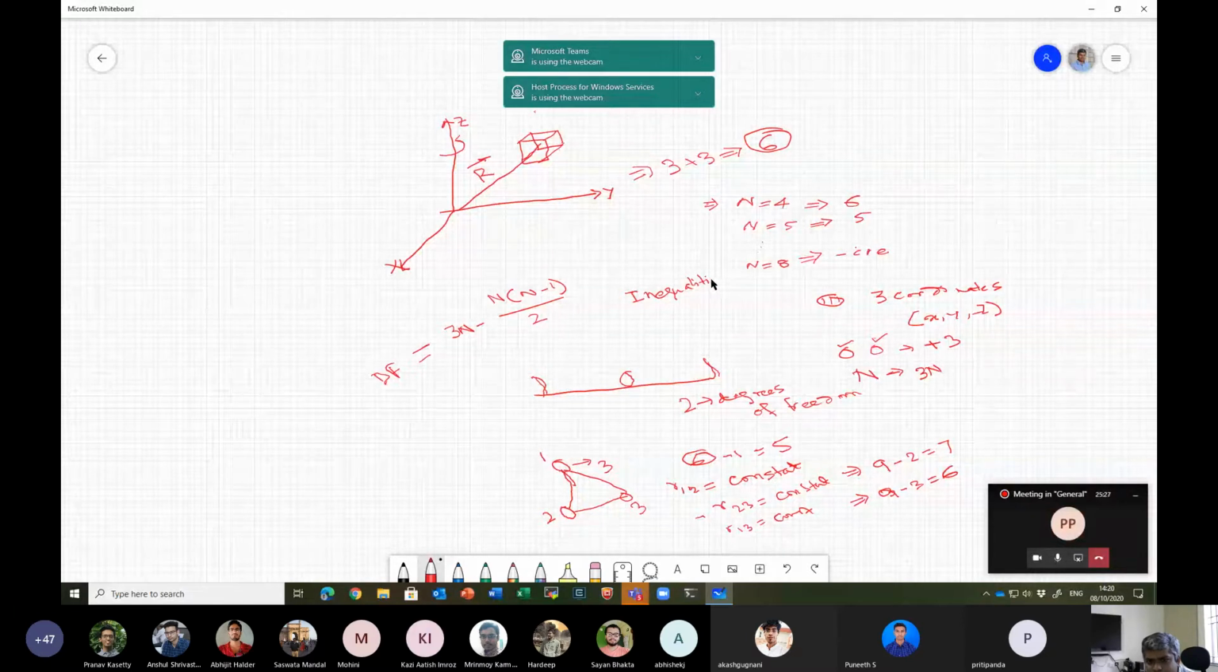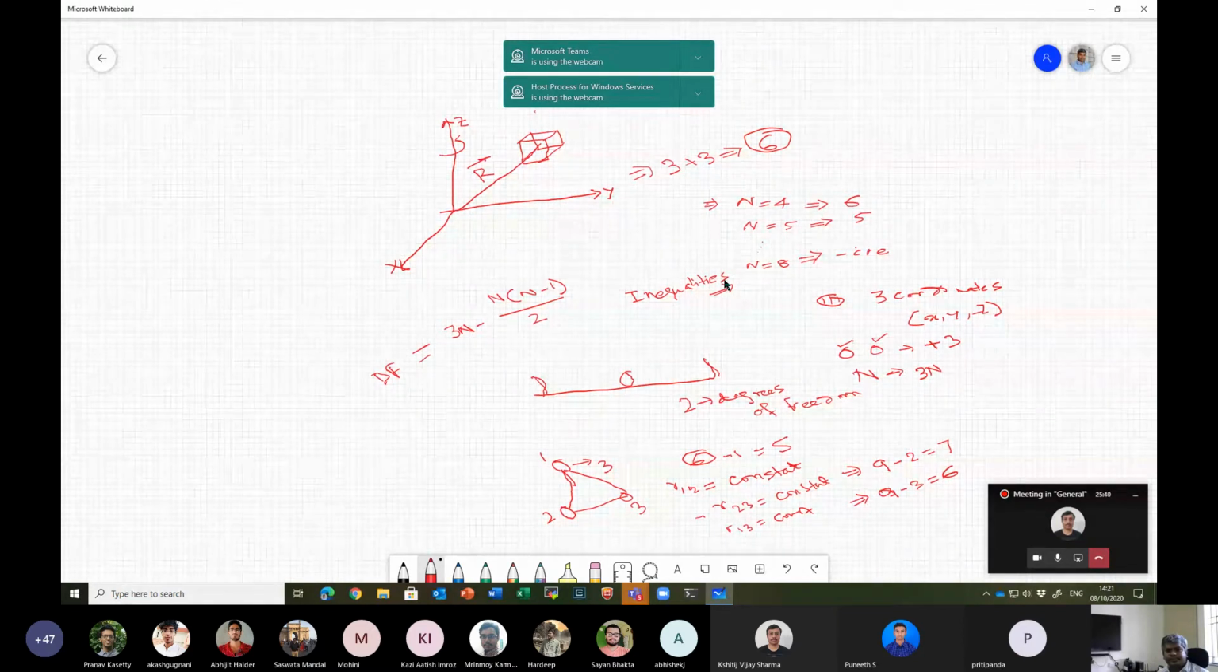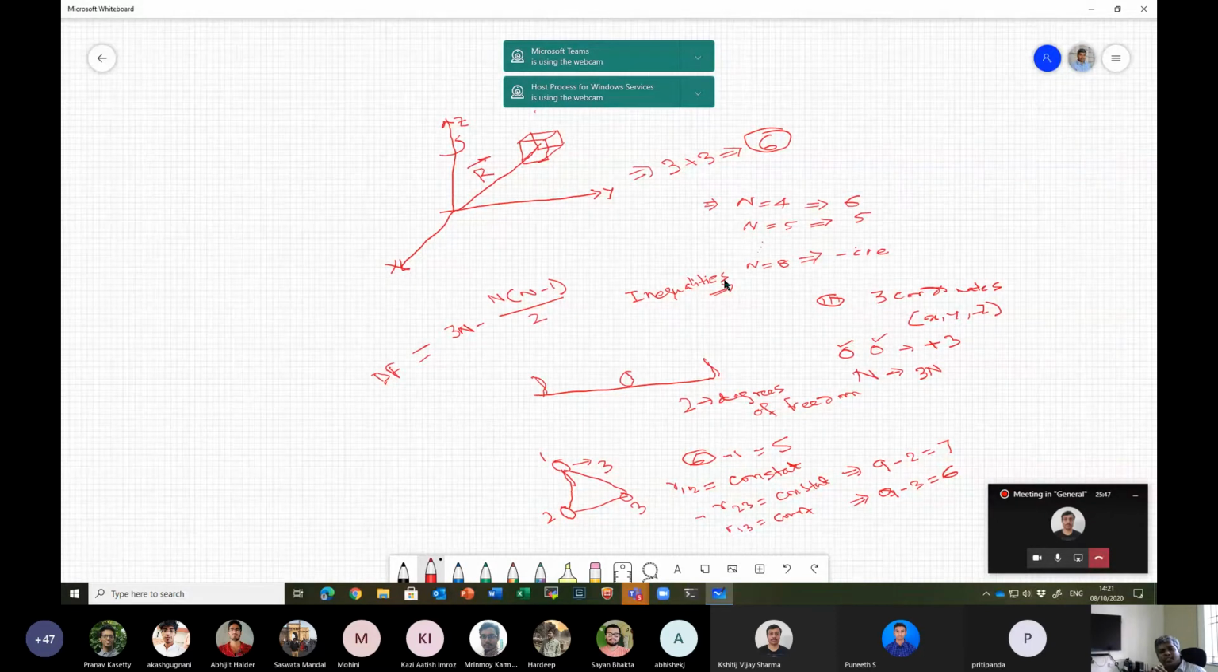Hello, sir. I have a question. Can you please explain again how 6 degrees of freedom are required to represent the coordinates of any rigid body, to define all points? How did you get that?